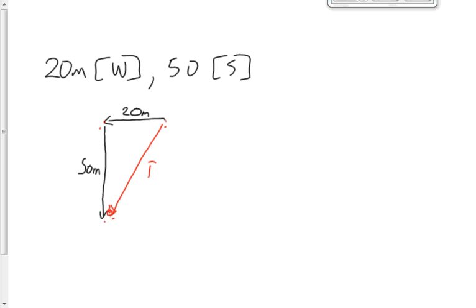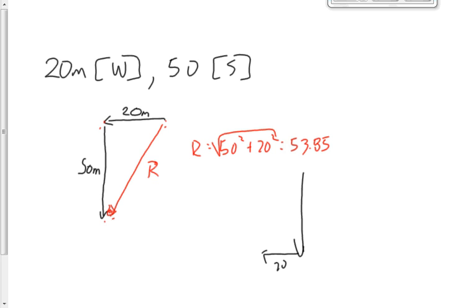Okay, let's solve for this now. The resultant vector there is going to be the square root of 50 squared plus 20 squared. What does that equal? Yep. 53.85. Now, just out of curiosity, did anybody draw like this? Anybody draw like that? Yes. What'd you get for your resultant vector?